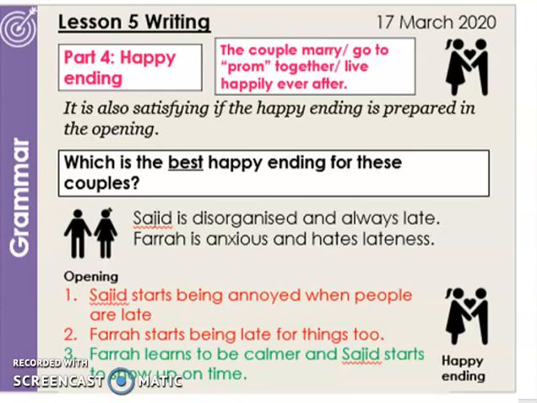Okay, so this is your final part, your happy ending. It is also satisfying if the happy ending is prepared in the opening. So the kind of idea of the happy ending, the couple marry or go to the prom together, live happily ever after, which is the best happy ending for these couples? Sajid is disorganised and always late. Farah is anxious and hates lateness. Sajid starts being annoyed when people are late. Farah starts being late for things too. Farah learns to be calmer and Sajid starts to show up on time. So, solution to problems.